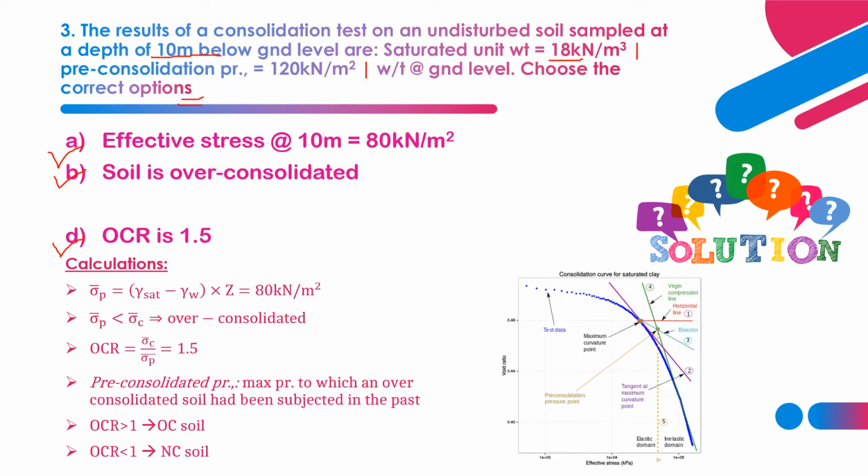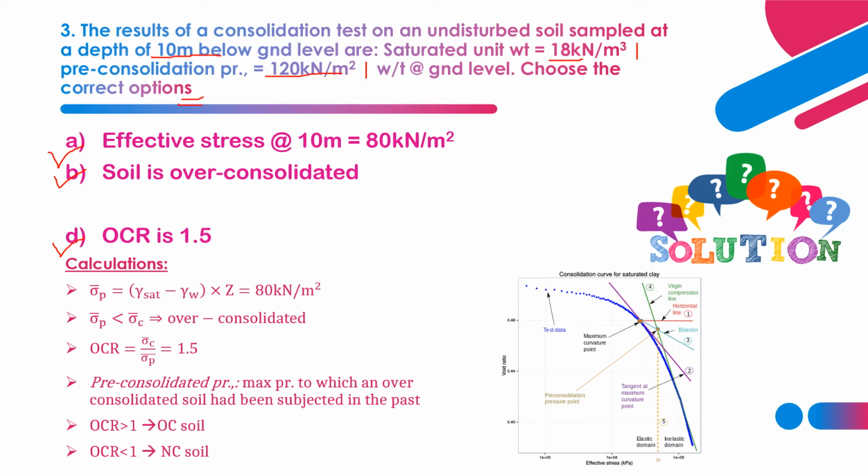So how to calculate that? Gamma sat minus gamma w, into depth. What is the depth? 10 meter. Gamma sat is nothing but 18. And what is gamma w? Gamma w we can say 10 or 9.81 actually, but consider here as 10 kilonewton per meter cube. So gamma sat minus gamma w, into z, that is 8 into 10, gives 80 kilonewton per meter square as the present existing stress, and that is less than the actual pre-consolidation pressure, that is, the past existed.